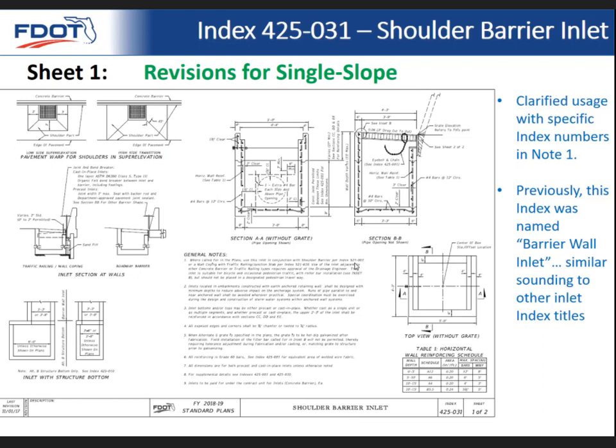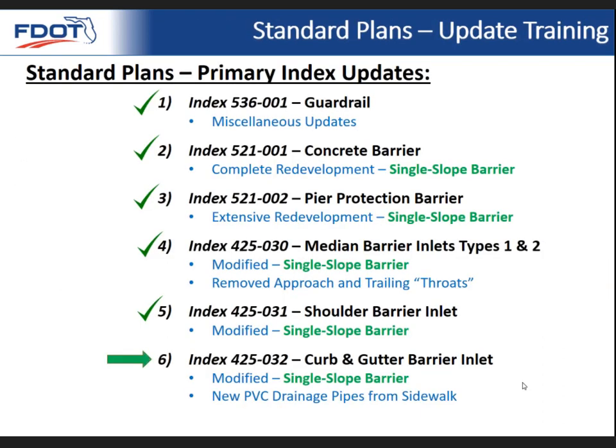So in index 521001, as we've seen, there's the median barrier, shoulder barrier, curb and gutter barrier. And so this one works with the shoulder barrier. So we just wanted to go ahead and make that clear, and then we call out exactly what index it works with. And that's basically the only change there.